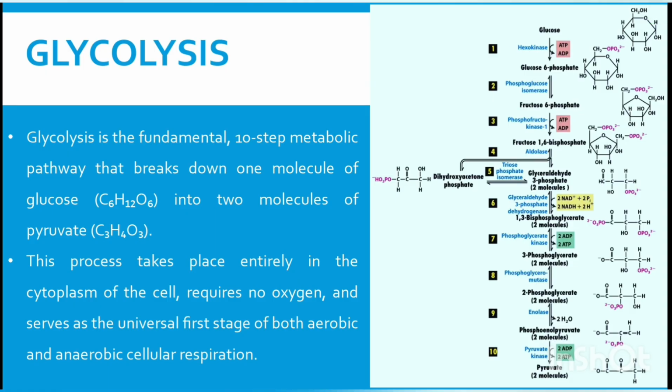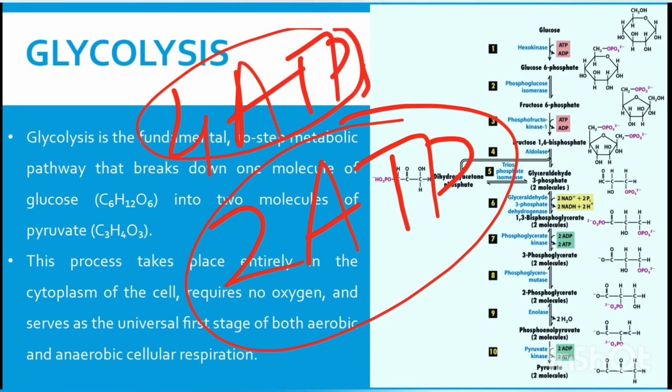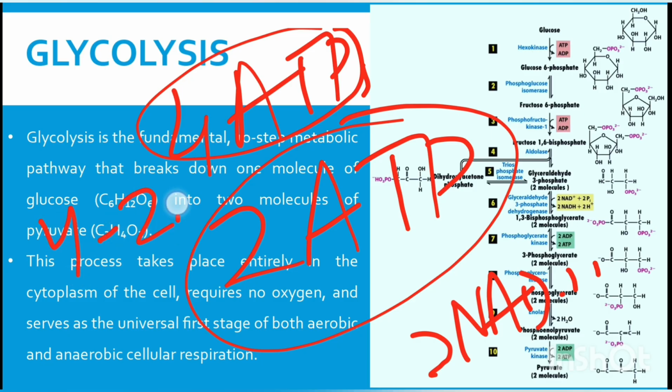So there is the utilization of 2 ATP molecules, and the yield of ATP molecules at the end of the reaction is 4 ATPs and 2 NADH. But the net gain is 2 ATP because 2 ATPs are already required for this process. From these 4 ATP we subtract 2 ATP to get 2 ATPs only, which is the net gain of the glycolysis reaction.